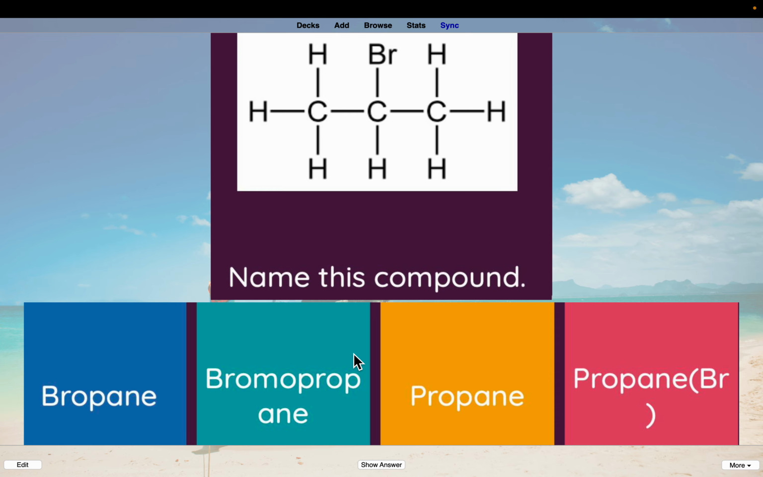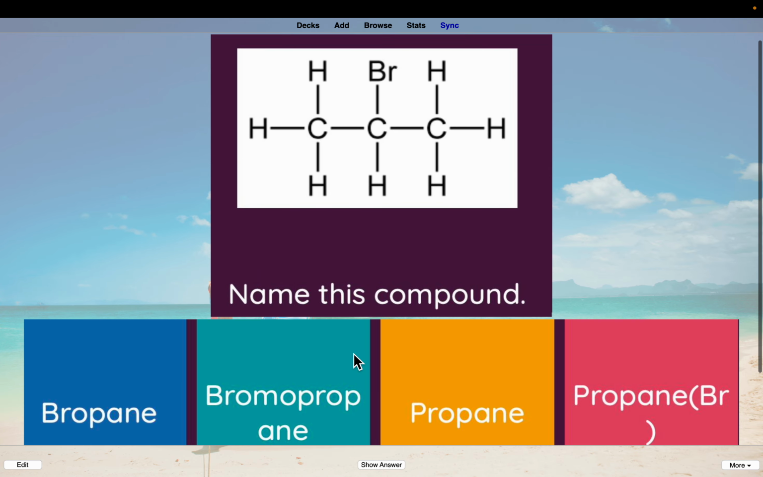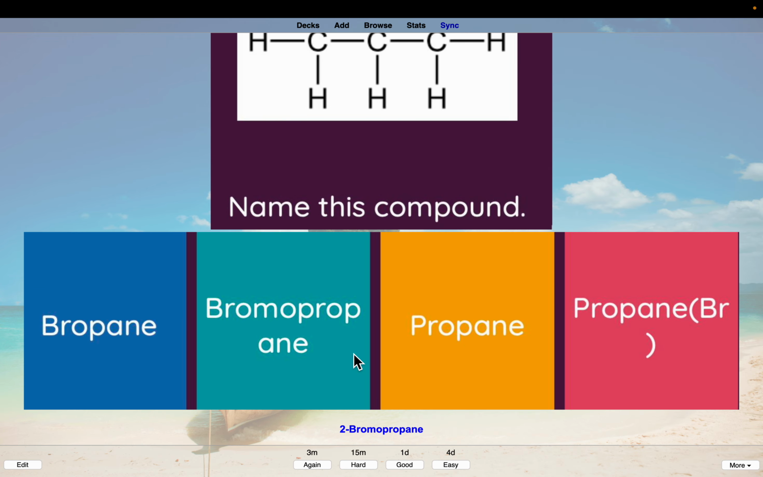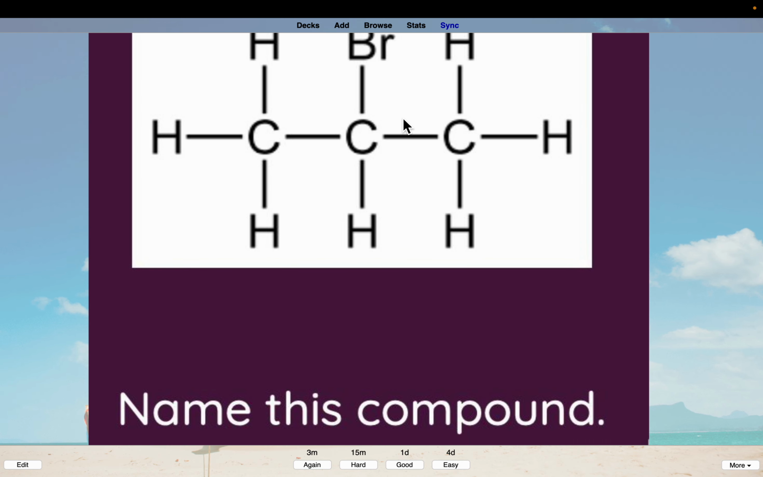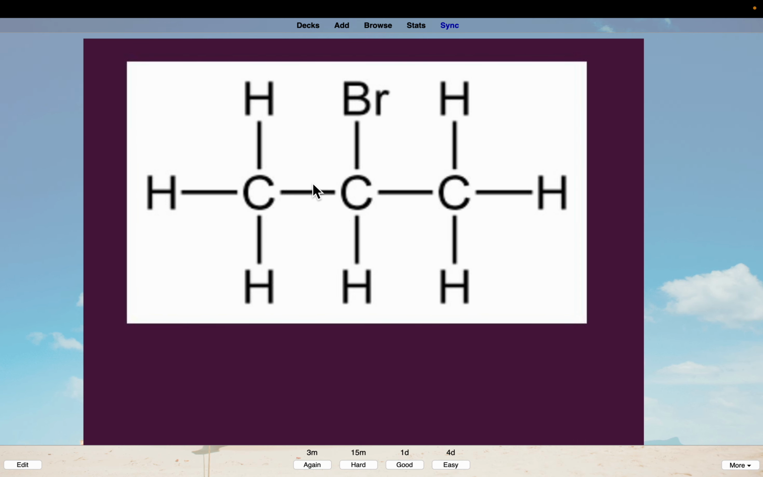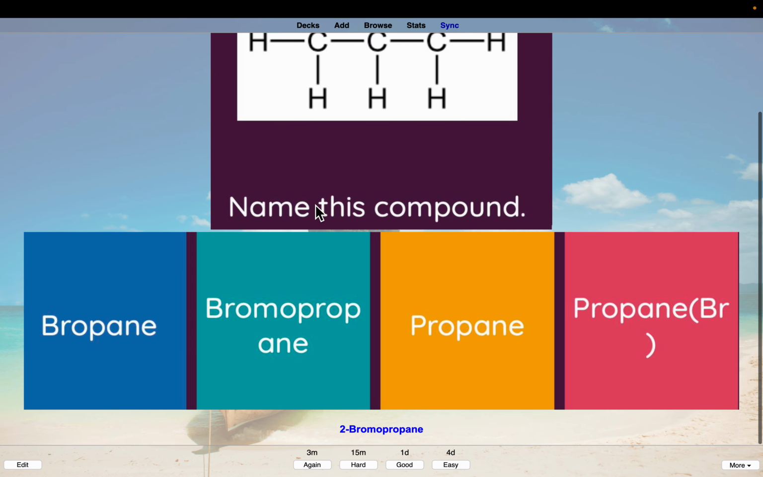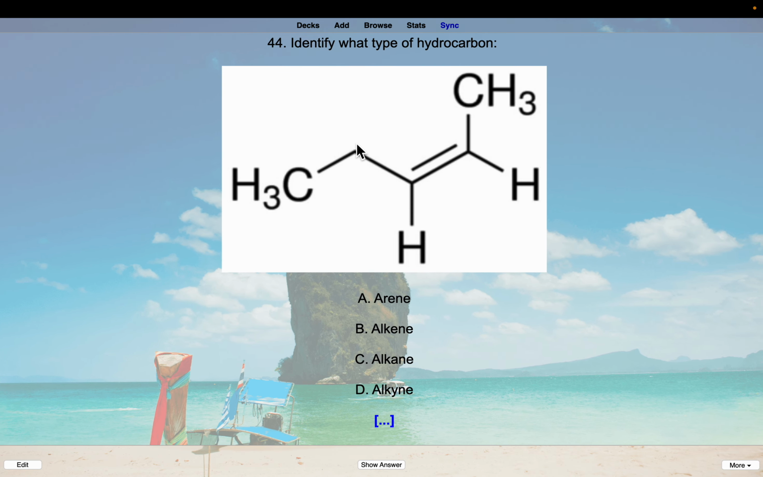It's most likely bromopropane. 2-bromopropane. The answer is not in the choices, but we're still going to follow the guidelines. In this scenario, we can count either from the left or from the right. Doesn't really matter, because the figure is symmetrical. Either distance is equal. So 2-bromopropane, or bromoprop-2-ane could also be an answer.